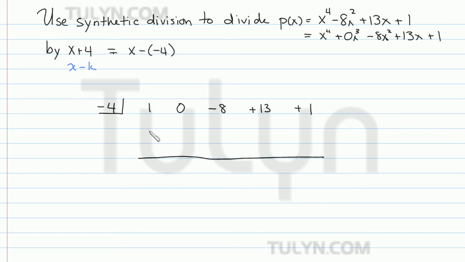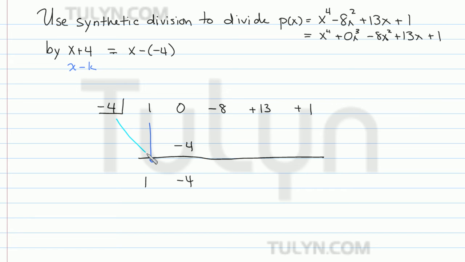So the first thing to do is to drop down the leading coefficient 1. And then what we want to do is multiply negative 4 times 1 and put it up in the slot here. So when we multiply negative 4 times 1, we get negative 4. And then we add 0 and negative 4, which gives us negative 4.